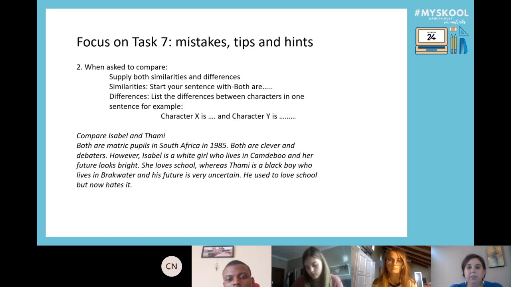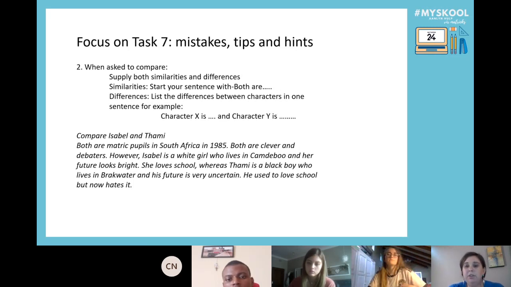Compare Isabel and Tommy, for example. Both are matric pupils in South Africa in 1985. Both are clever and debaters. However, Isabel is a white girl who lives in Kamdebou and her future looks bright. She loves school, whereas Tommy is a black boy who lives in Brakwater and his future is very uncertain. He used to love school but now hates it. Do you see how you give both similarities and differences?